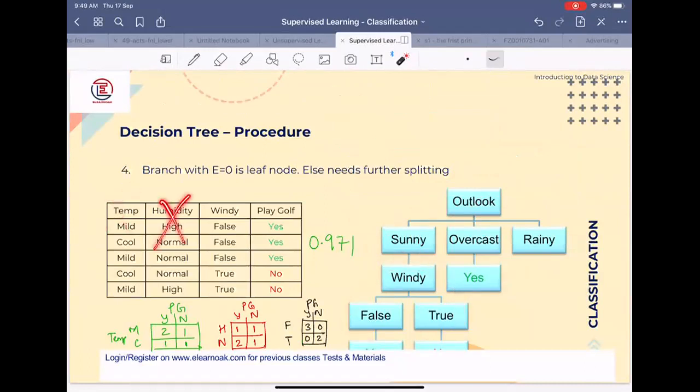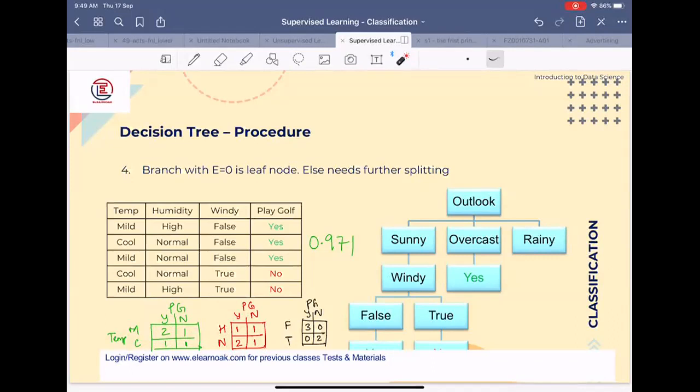We will not use humidity, because after I reach temperature, I will have a mixed set. If temperature says mild, I don't know, do I say yes or no? Because I have two examples of yes, one example of no. If temperature says cool, I don't know what to choose because I have one yes, one no. So temperature is a bad feature to choose. If I look at humidity, when humidity is high, I have again a mixed set, yes and no. If humidity is normal, I have again a mixed set, 2 and 1, yes and no. So humidity is a bad example.